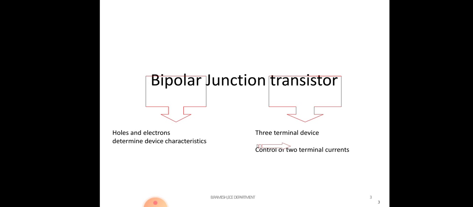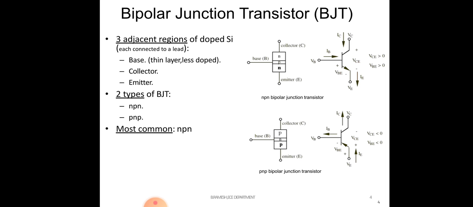Two junctions it has, emitter base junction and base collector junction. Okay. Then transistor is a three terminal device, where two terminal currents are controlled. Okay. So first, what is the transistor and what is the use of transistor? Transistor means sandwiching between two diodes. It consists of two p-n junctions, which are separated by another material. So that is called either npn or pnp transistor.